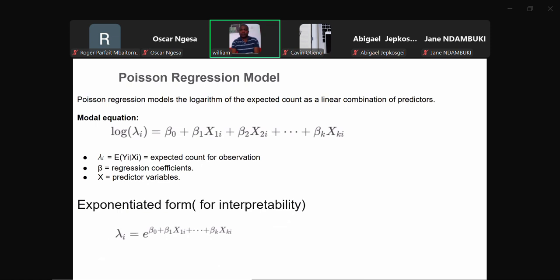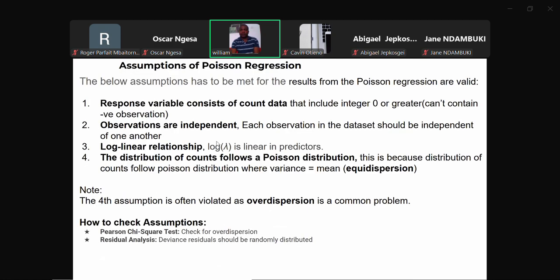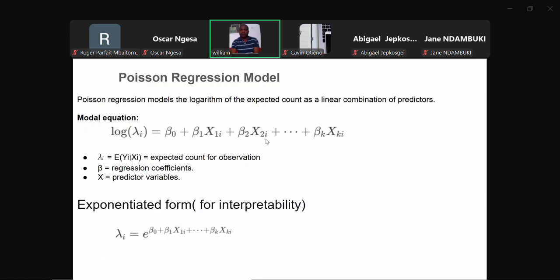Now, this is how the model looks. This is the architecture of the model. So when you look here, we have log of lambda. Now, I just want to give an overview of this. Log is the link function, and then beta 1, beta 2, up to beta k, these are the linear predictors, and the model follows a Poisson distribution, as we already discussed. The mean and the variance are equal.